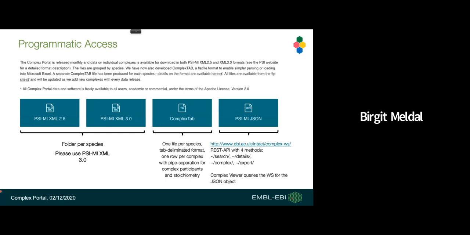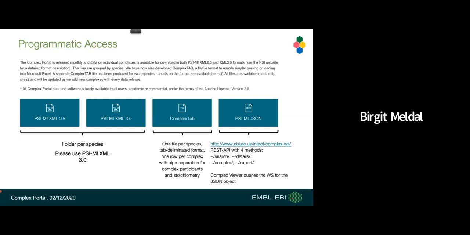Talking about files, we provide you the data not only through the website, but also through 4 different file formats. The XML file comes in 2 different versions. These are based on the community standard, the Proteomics Standards Initiative for Molecular Interactions. We provide both standards, but the XML 3.0 is more expressive and contains more fields that are specific to complexes. The list of participants is available in both. If that's all you're after, you can use both of these files.